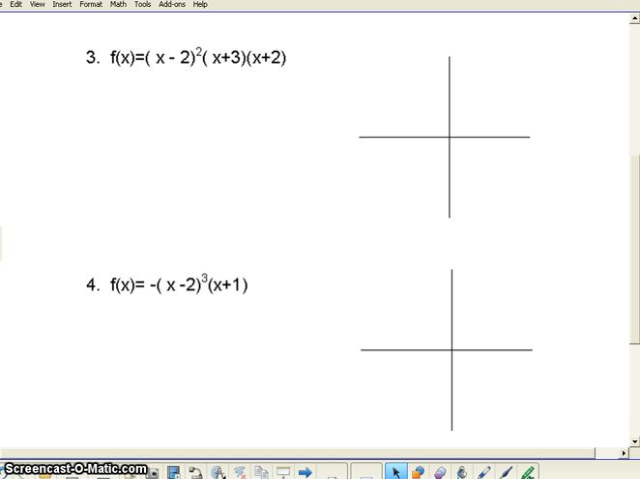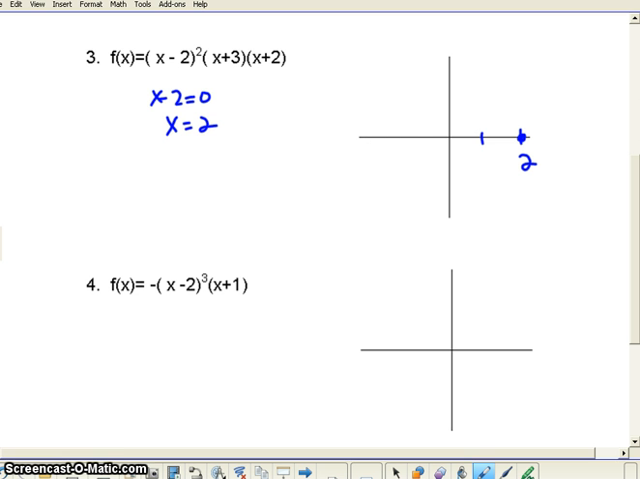All right, we're going to skip over to number 3. Number 3 has a double root. X minus 2 equals 0, x equals 2. So at x equals 2, we have a double root. Okay, when you have a double root, I want you to look for a behavior in the graph where it bounces back the other way. You might think it's going a certain way, but when there's a double root, it's going to bounce back the other way. Okay? All right, the other roots are x plus 3, so the root is at -3, and x plus 2, so it's going to be at -2.